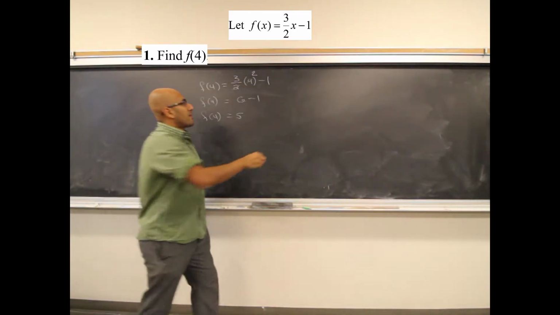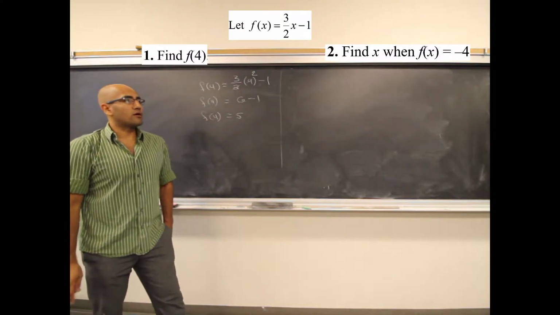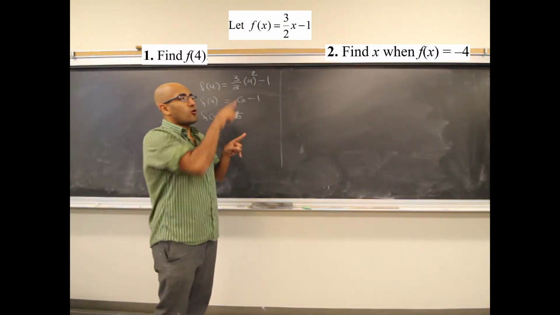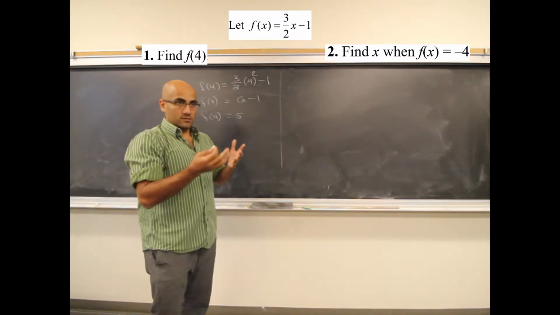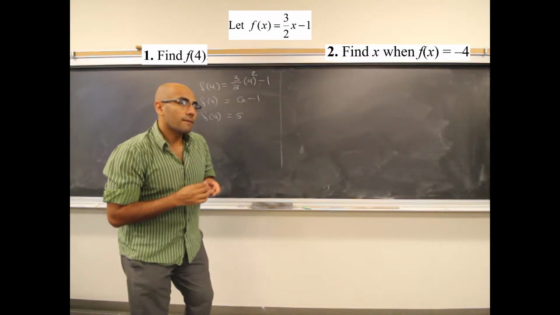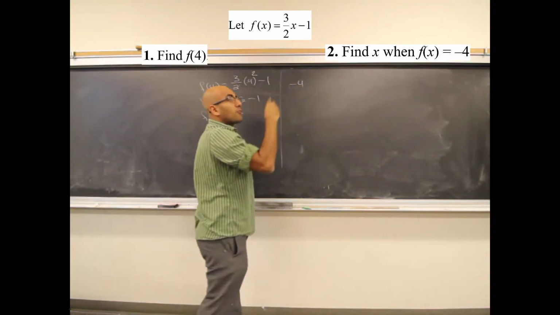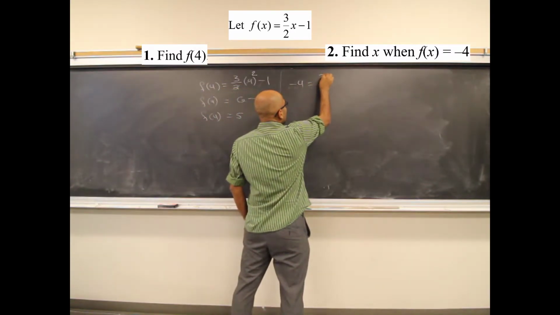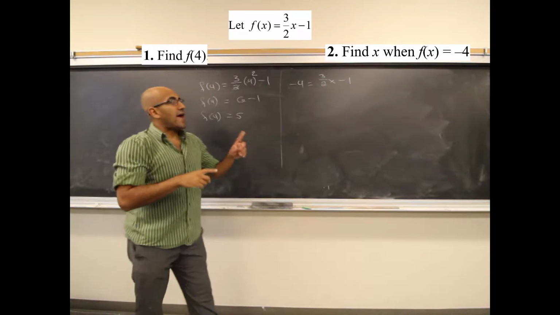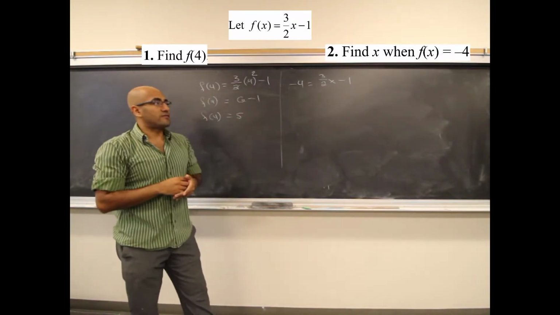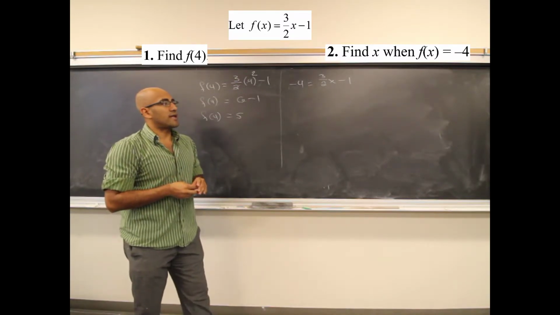Good. What about the other one? It says find x when f of x equals negative 4. So how should we replace that into our function? We should write negative 4 equals 3/2 x minus 1. Right, it's the output value. So it's negative 4 equals 3/2 x minus 1. We're looking for the x value that will give you a final answer of negative 4. That's what it's asking us for: find x when f of x equals negative 4.